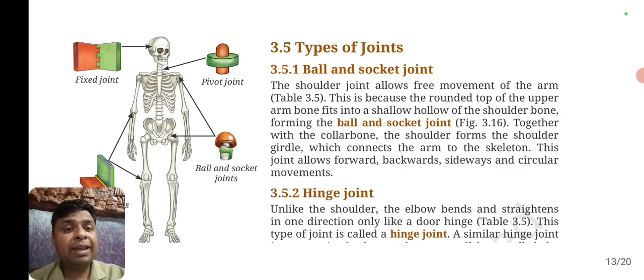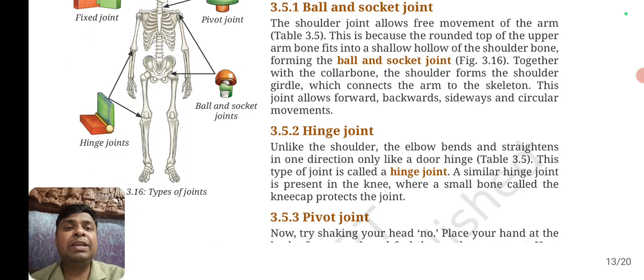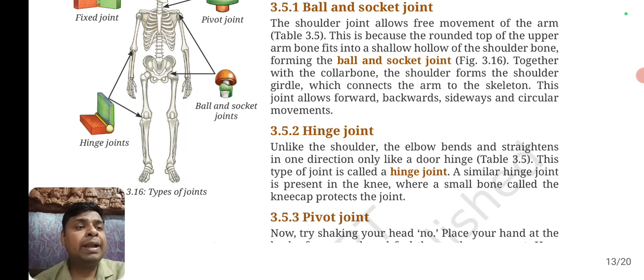Can you tell where else it is present? See, they have shown it in the figure. It is in your hip. Then we have the hinge joint. See where hinge joints are shown. Okay, your elbow, your knee. So your elbow can bend and straighten in one direction only, like a door hinge. So that's why it is called a hinge joint. Observe it, you will understand.